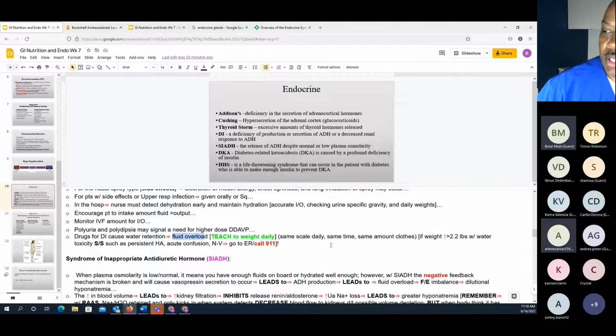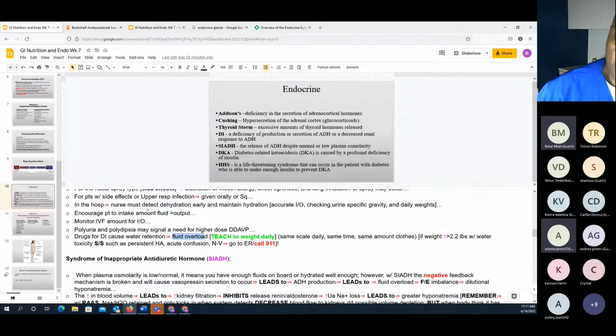So we want to weigh these patients, same amount of clothing. If they gain greater than 2.2 pounds, they can develop water intoxication. The signs and symptoms for that are persistent headache, acute confusion, and nausea and vomiting. And of course, this is a medical emergency. They should go to the hospital.